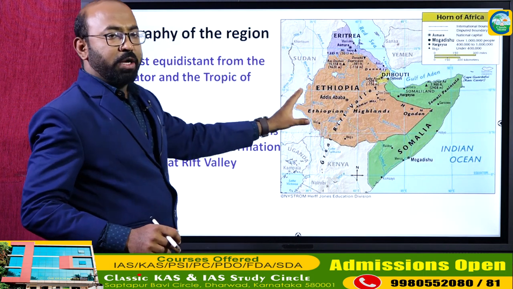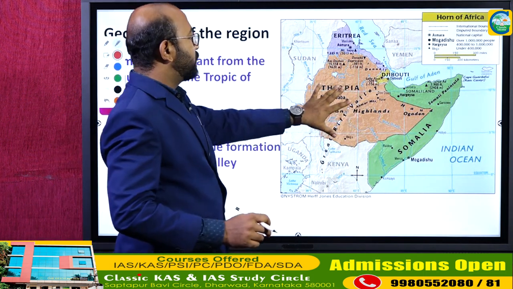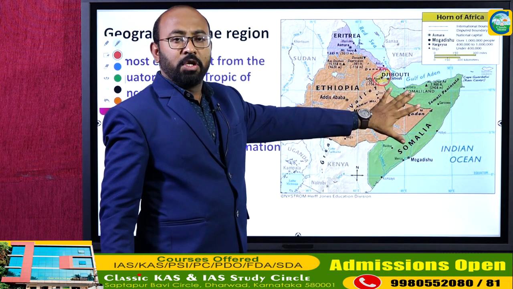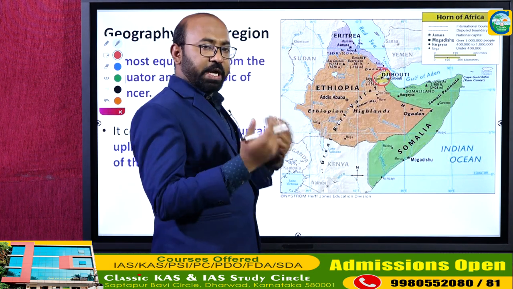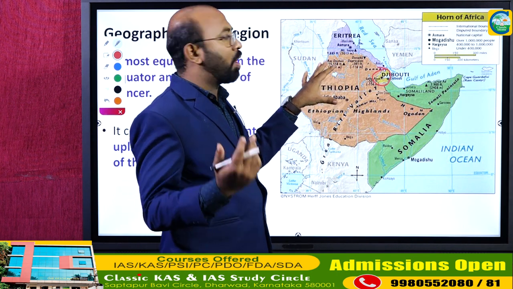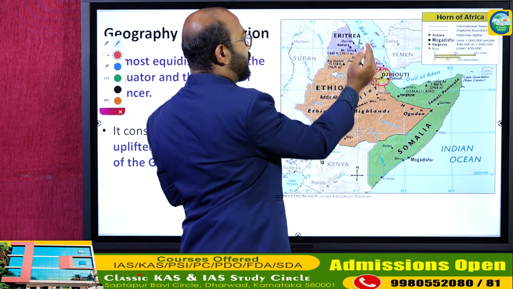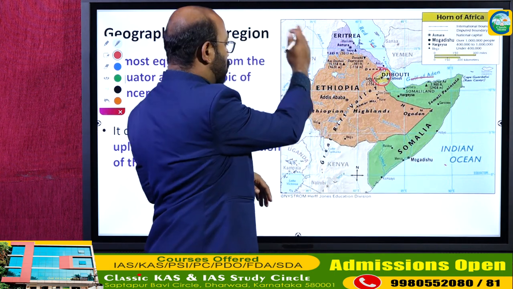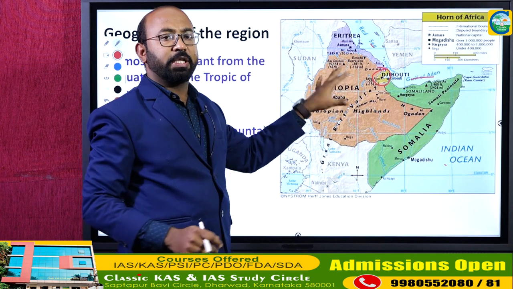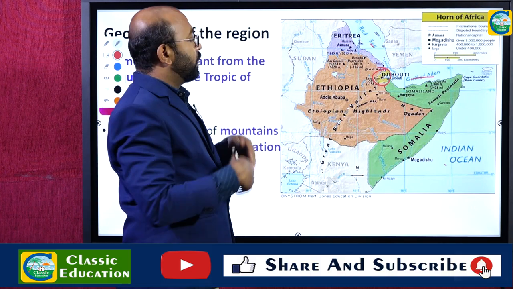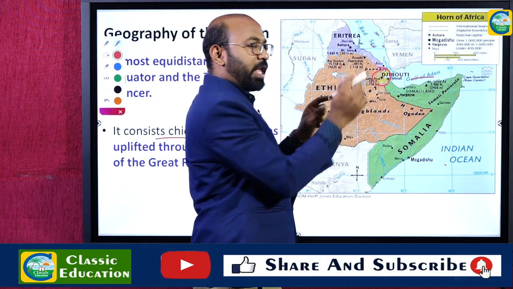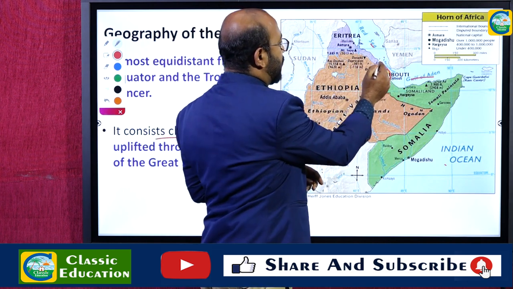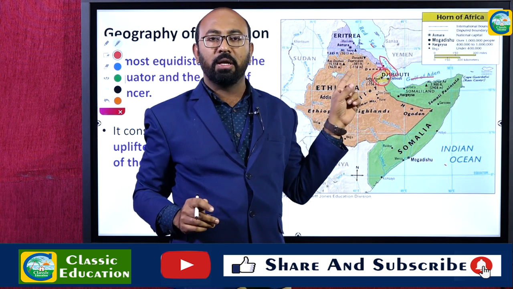Now, you can look into this map very clearly. This is Ethiopia, this is Eritrea, here is Djibouti, and this is Somalia. I said this area is surrounded by some water bodies like the Red Sea. This is the Red Sea, this is the Gulf of Aden, this is the Indian Ocean, right? The whole western part of this region is the African mainland, right? But there is one narrow channel between the Red Sea and the Gulf of Aden. That narrow channel or strait is called the Bab al-Mandeb.